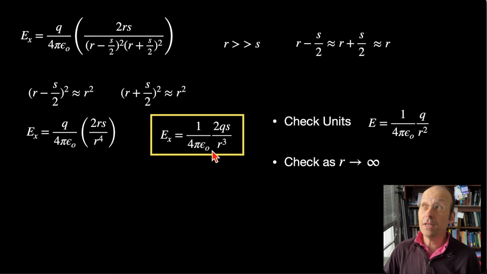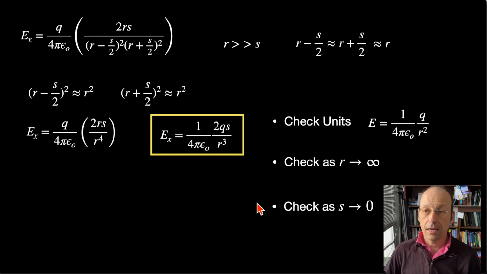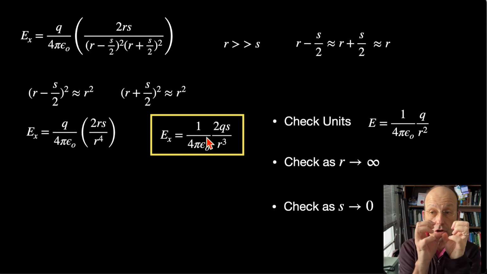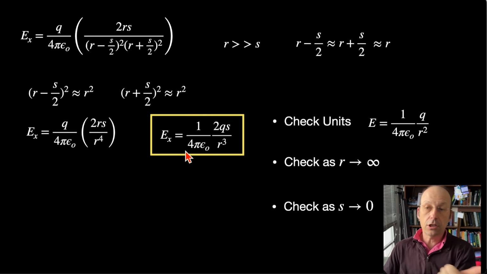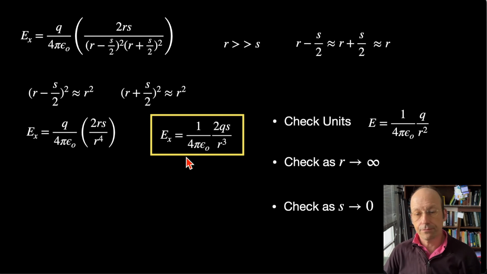As r goes to infinity, the electric field should go to 0, right? And that works right here. As r goes to infinity, as this gets bigger and bigger, that gets smaller. And then finally, what about if the two charges, as s goes to 0, are right on top of each other? If they're right on top of each other, there should be no electric field, right? They should perfectly cancel. So as s goes to 0, this goes to 0 too. So it's good. We're done.